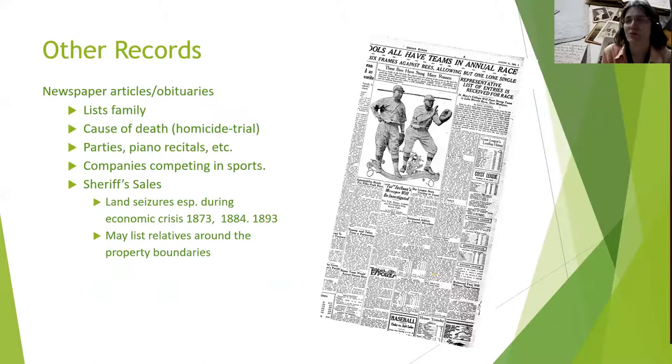One of the things most people use newspapers for is articles and obituaries. They might list family members, a cause of death, like if there was a homicide or a trial. And some of the things you'll find in newspaper articles are kind of fun, like a little mention of parties or piano recitals. I came across an article about my great-great-grandfather's first wife's death, and it went into all this detail, and she was saying, please tell my friends that I died happily.